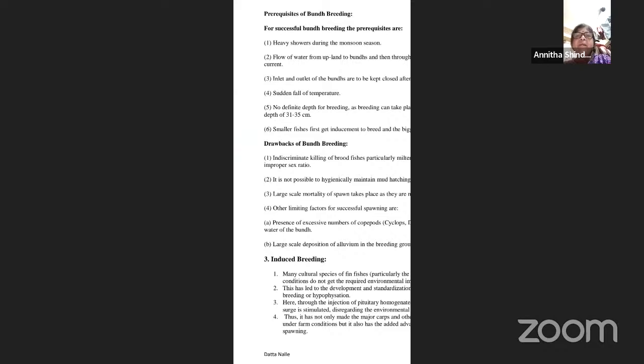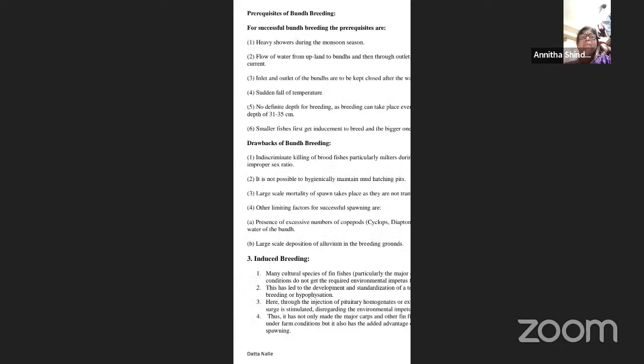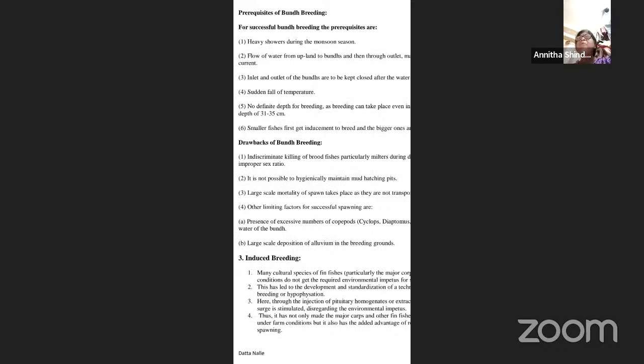So during the dry months, when there is no monsoon period and when there are no rains and when there is no water, if you want to go for the bund breeding, then we will try to kill those good fishes. When we try to kill those brood fishes, and if the breeding does not take place, then it will result in your loss. So that is what they're saying. Indiscriminate killing of the brood fishes, particularly the milters during the dry months, will result in improper sex ratio.